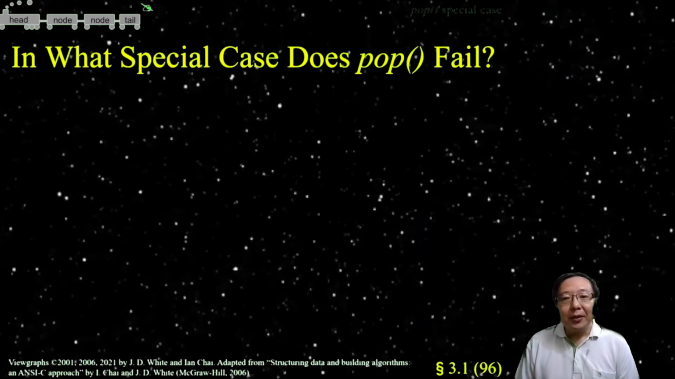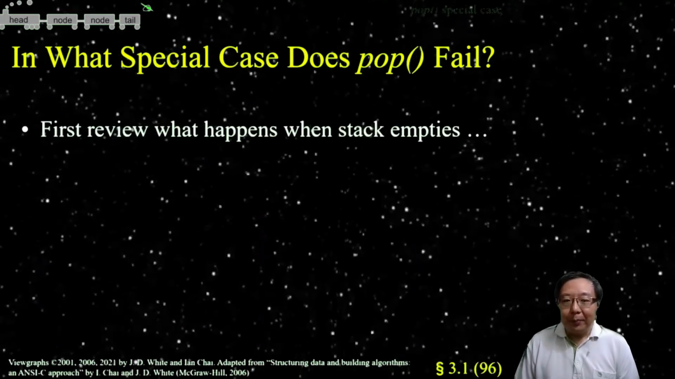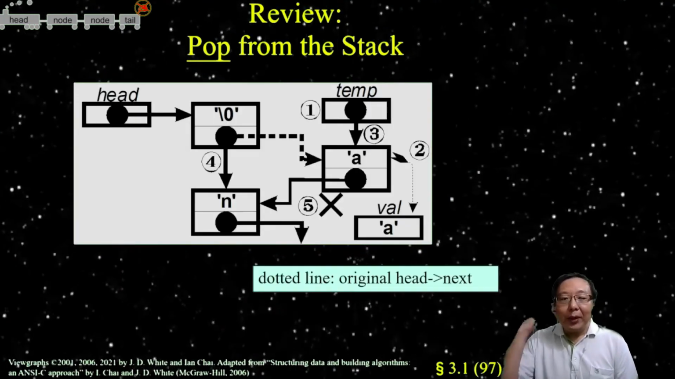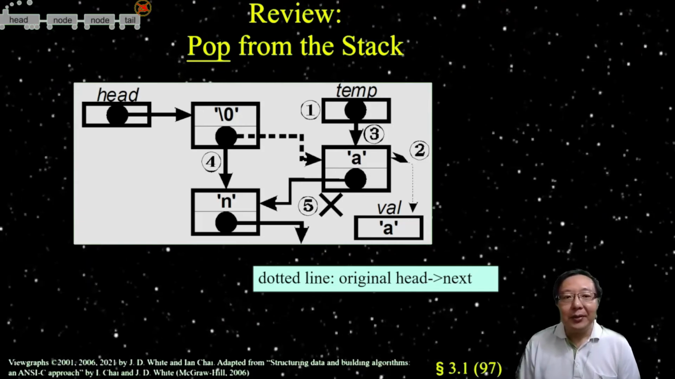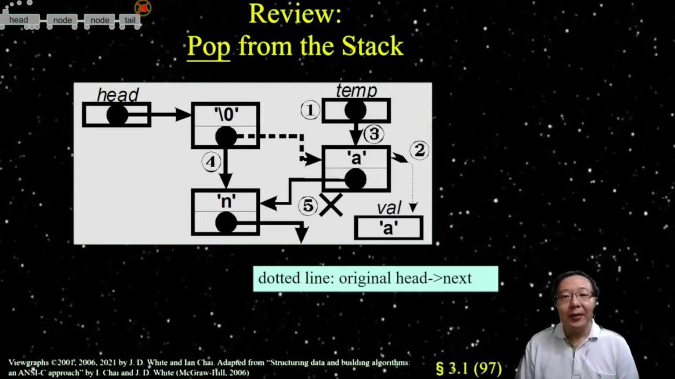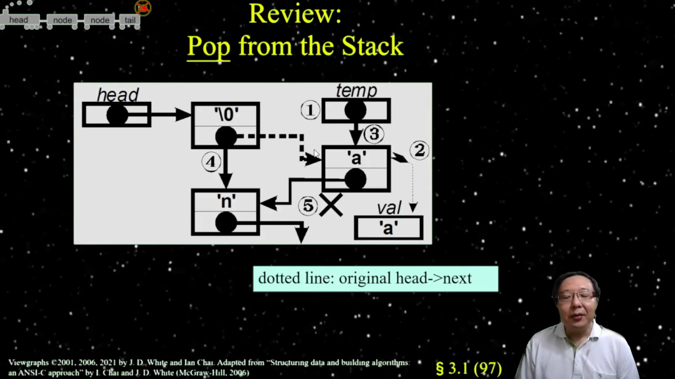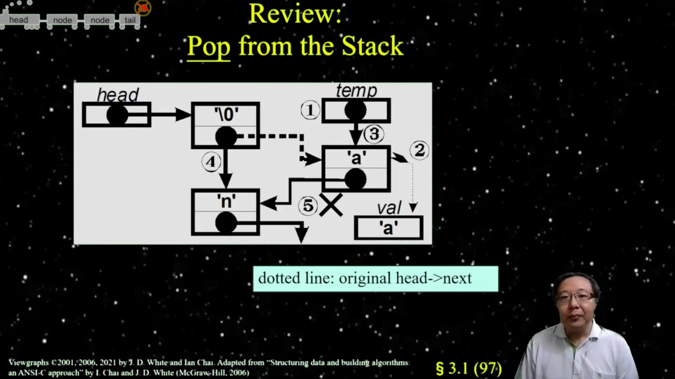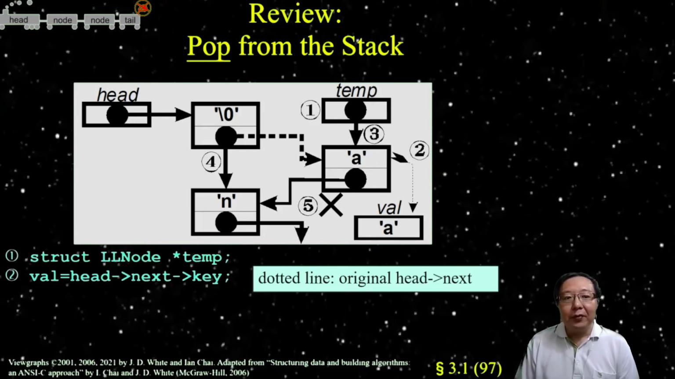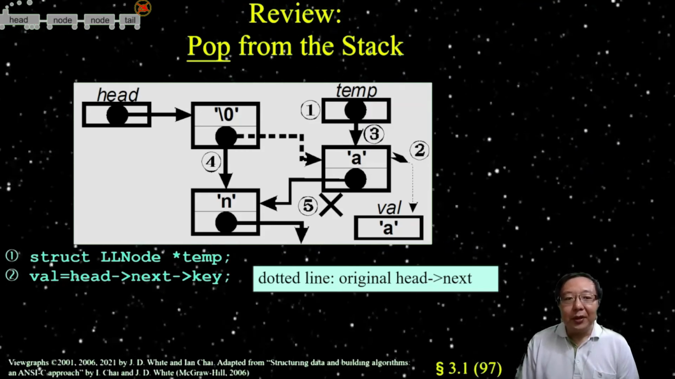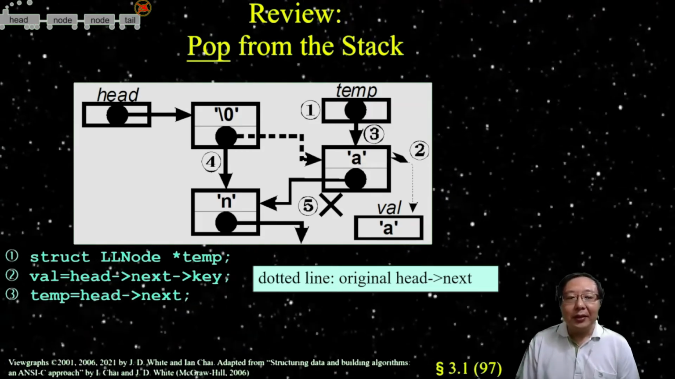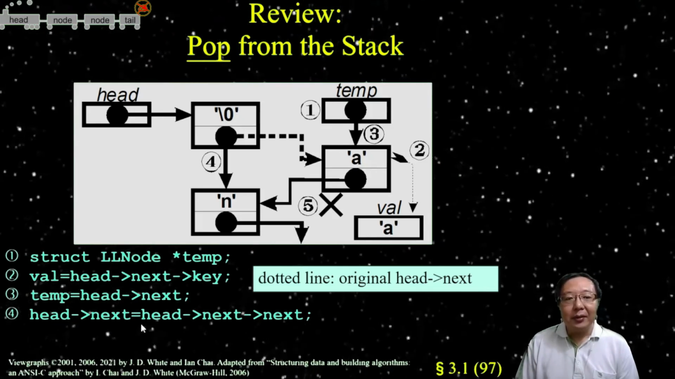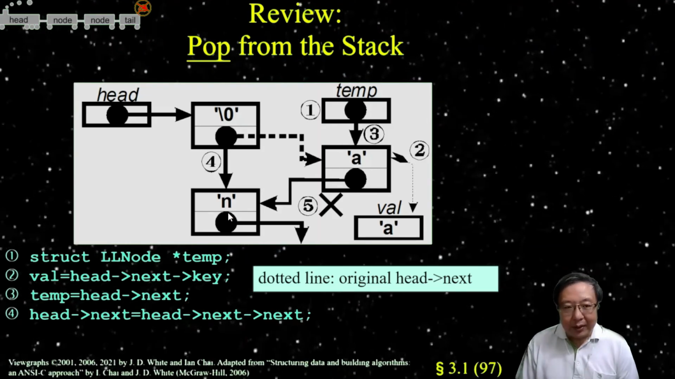Now, in what special case does the pop fail? Well, let's look at what happens when the stack empties. Then we will see what happens when the queue empties. When we removed something from the stack, we had this original node pointing here, right, and coming here. So we would remove this node and it would point straight there, right? So we would have this temp to refer to the node, we store the key, and then we proceeded the temp to the next, and then we set head next equals temp next, so it goes straight there, okay?